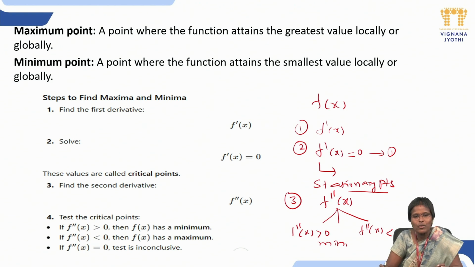Whenever we substitute the stationary point in the second derivative, if it is positive, then the function is said to have the minimum, and if it is negative, then the function is said to have the maximum. Sometimes, if we substitute the value, we get 0. In that case, we cannot say whether it has a maximum or minimum. So this is the procedure to find the maximum and minimum points of any given function, an application of derivatives.